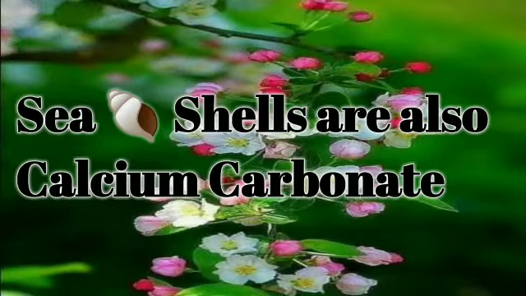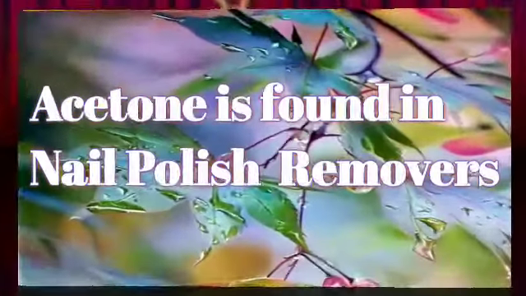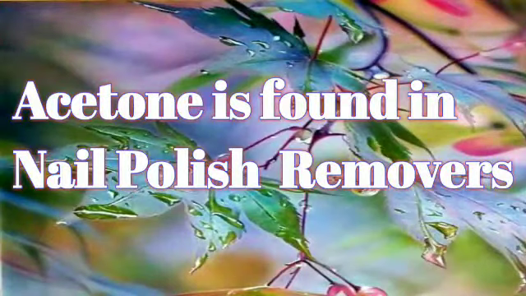Seashells are also calcium carbonate. Shells are made of calcium carbonate in the mineral form of calcite or aragonite. Acetone is found in nail polish removers. It is a colorless, highly volatile and flammable liquid with a characteristic pungent odor.